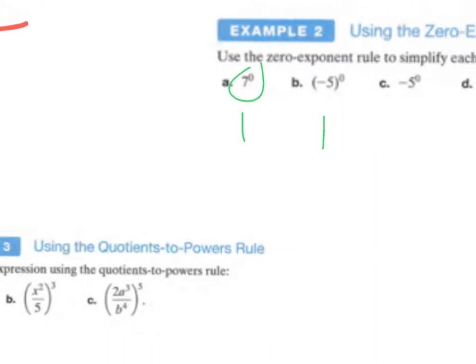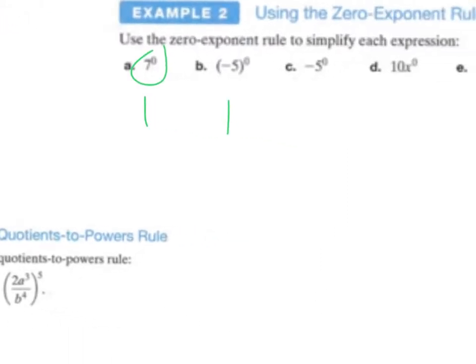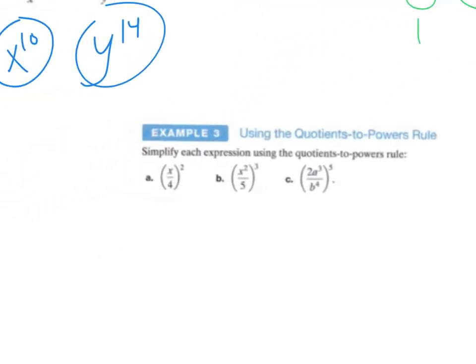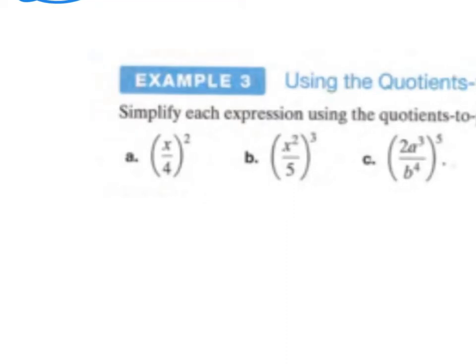But here's where it gets a little tricky. Look at how the 0 is attached to the 5, but not to this negative. So this is actually a -1, because the 5 to the 0 becomes 1, but the negative sign stays. Over here, on this problem, it's attached to the 0. Over here, the next problem, the 0 is attached to the x only, so it would be 10 times 1, so it's 10.